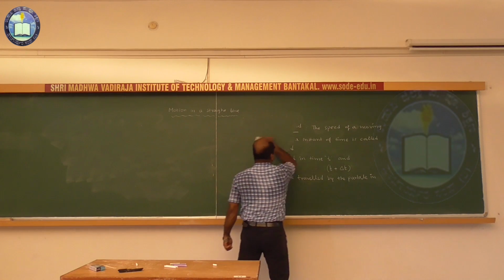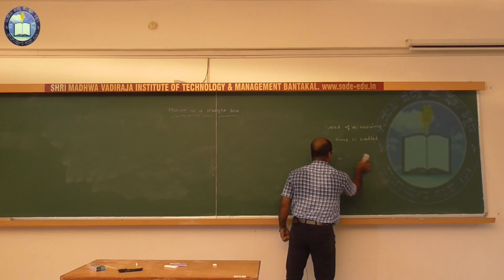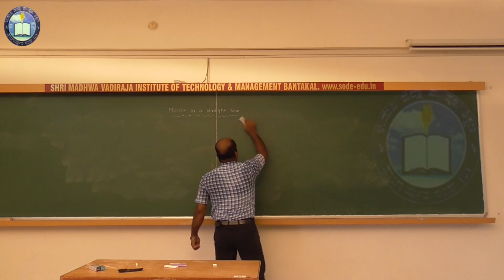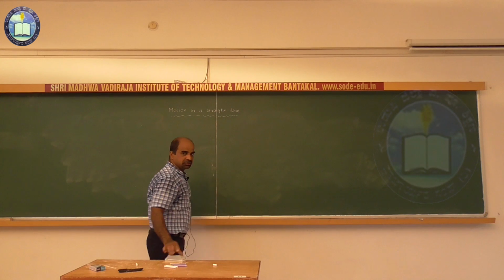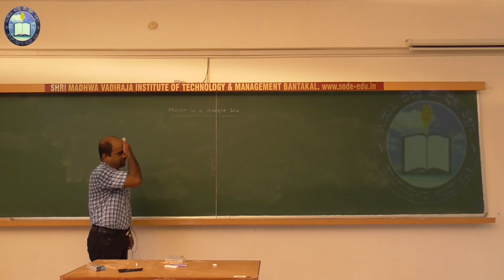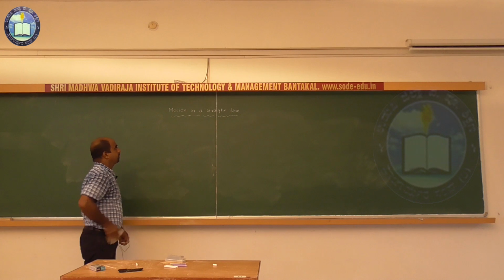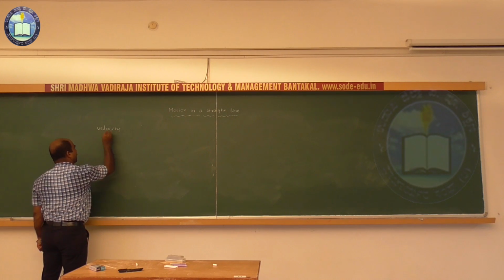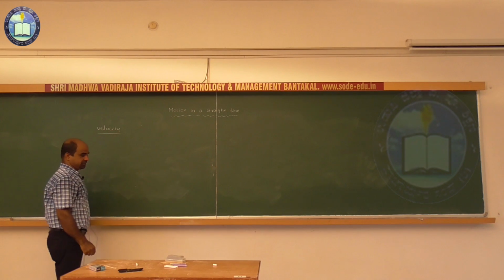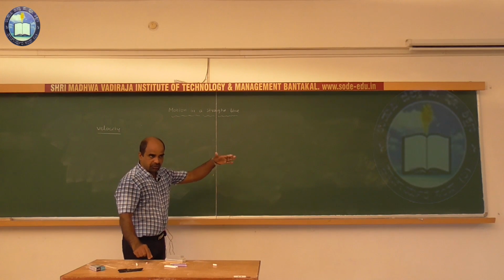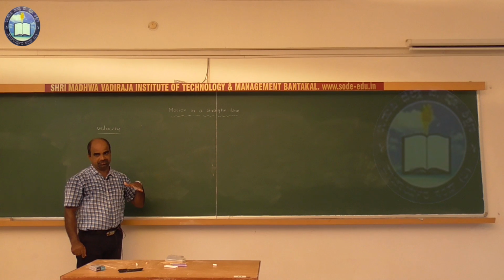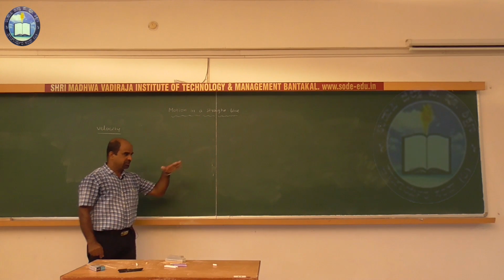So what do you mean by velocity? In Kannada it is known as vega. I think you are familiar with this word. What is the velocity of a moving body? The next important physical quantity is velocity. We know, analogous to speed, what is speed? Distance traveled per unit time. Distance traveled per unit time is nothing but speed.